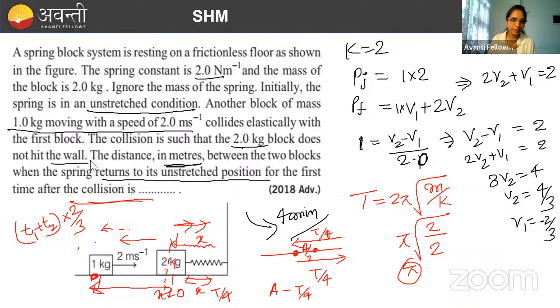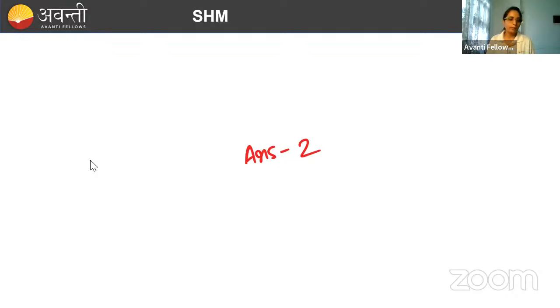Right. Now if time is pi, t1 plus t2 is pi, so this will become pi into 2 by 3. So pi क्या होता है? 3.14. Done. So distance almost 2 के बराबर होगा. Clear है? Sorry, distance almost क्या होगा? 2 के बराबर. Done. So the answer will be 2. Done. We are done for today's class now.